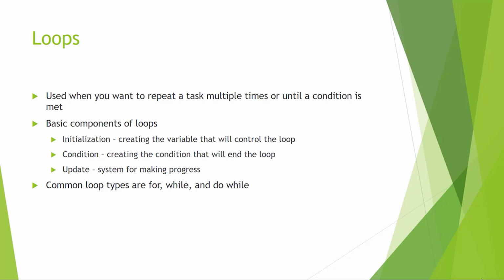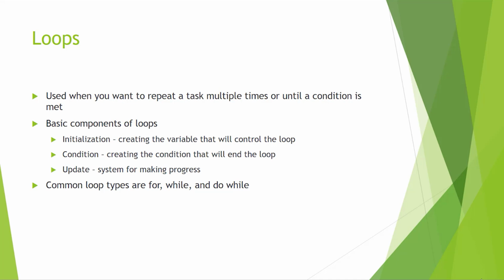The basic components of loops are initialization, this is creating the variable that will control the loop, condition, which is the test that will end the loop, and an update that allows for progress or change. Mistakes in the update or the condition will make the loop run forever, breaking your program. This is nothing to be alarmed about, just something to be aware of when testing your program to figure out why expected results aren't happening.